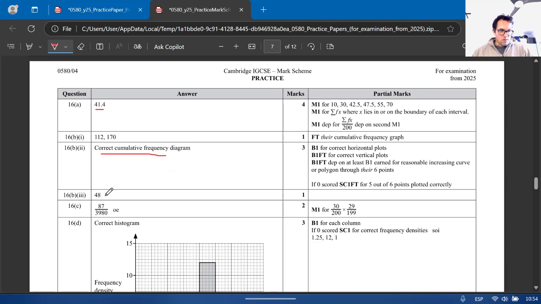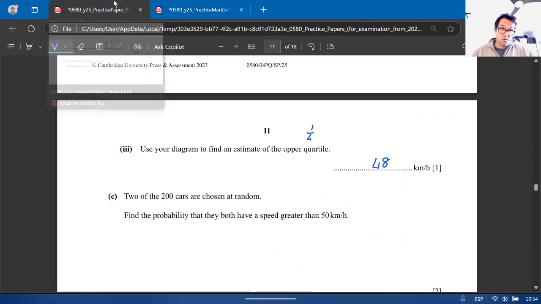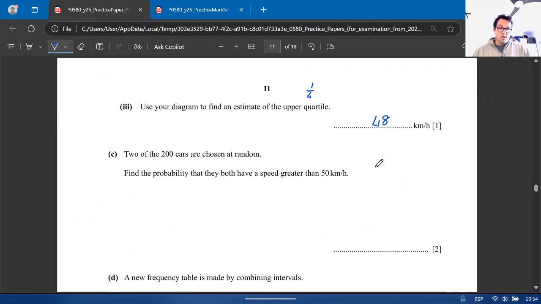Let's see what the mark scheme says. My goodness, there's no leniency here at all. 48 or nothing. That's what the mark scheme says. So be accurate, yeah. They don't give marks for 47 and a half, they give 48 or nothing.